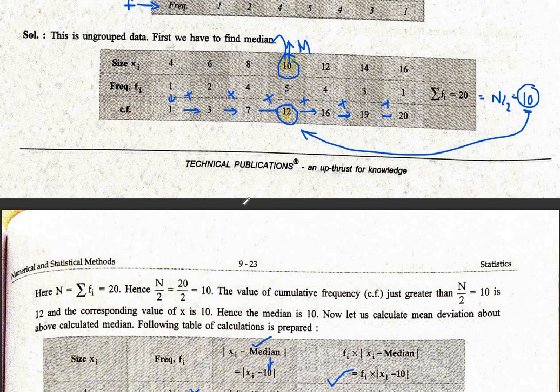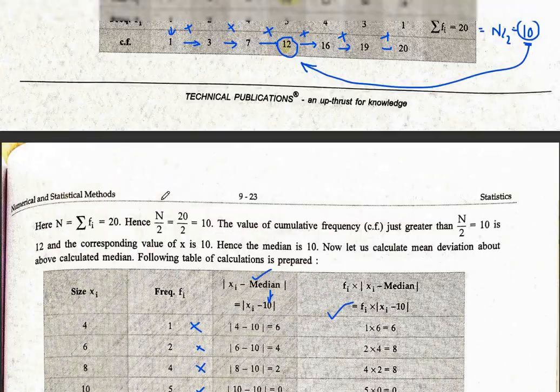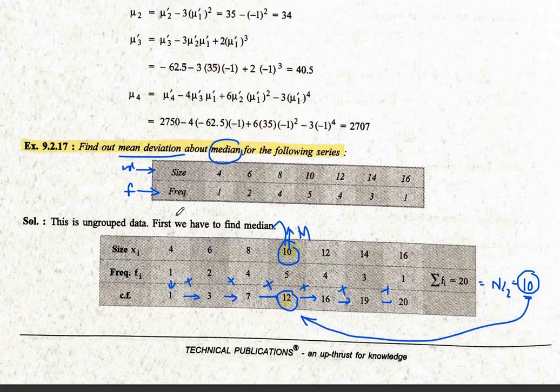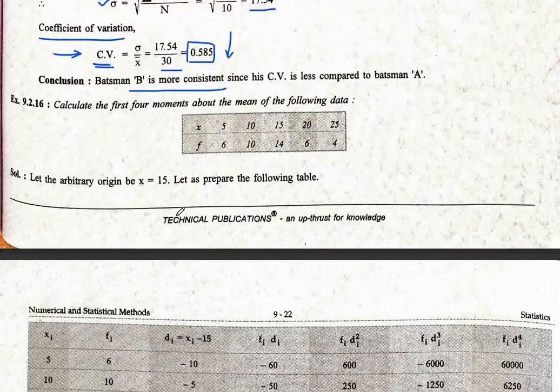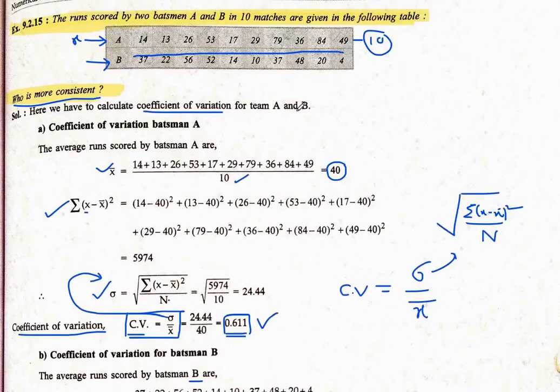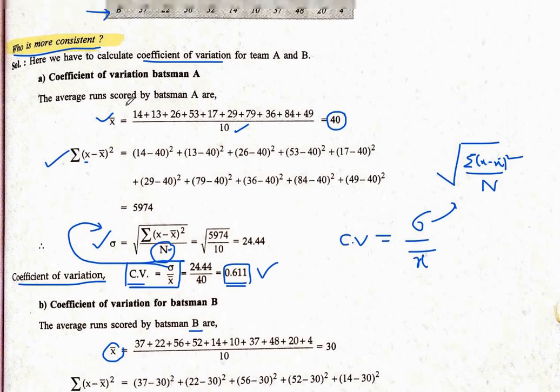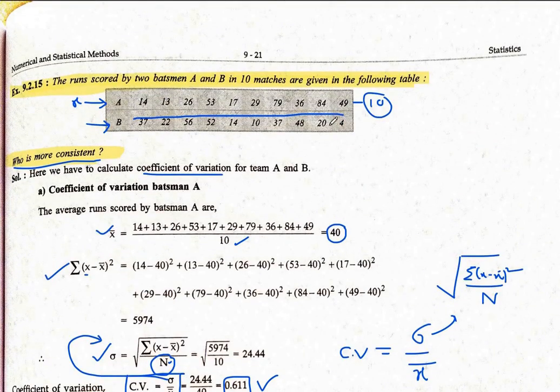So that we have calculated. The formula for calculation of the mean deviation is summation f into mod xi minus median divided by n. In the case of the coefficient of variation, we have not calculated the summation f; there n means the number of values provided in the problem. So 10 values.